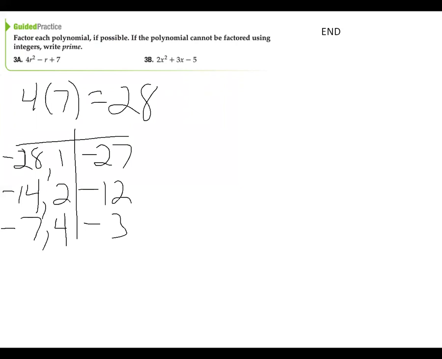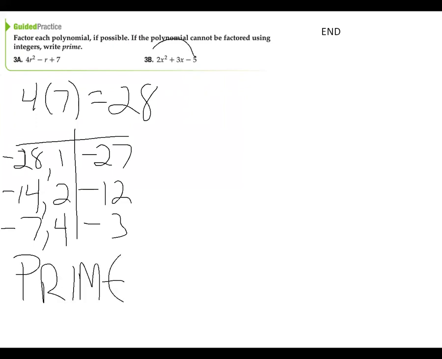If you keep going down, the next factor would be 4, but it would be negative 4 and 7. And there your bigger number is positive. So these are the only 3 factor pairs you need to consider. None of them work, so it's prime.